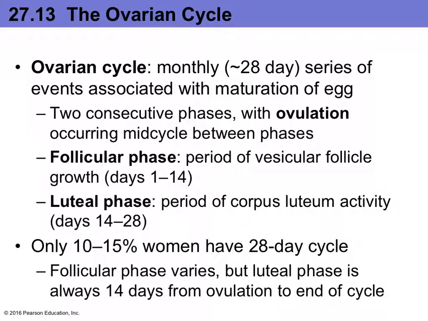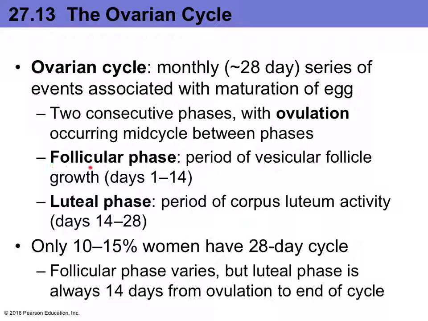The ovarian cycle encompasses all the events that are associated with developing the mature egg. And the cycle occurs approximately once every month, although there's a great deal of variation. Ovulation, when the mature egg is ejected from the ovary, occurs in the middle of the ovarian cycle, and it separates the cycle into 2 phases.